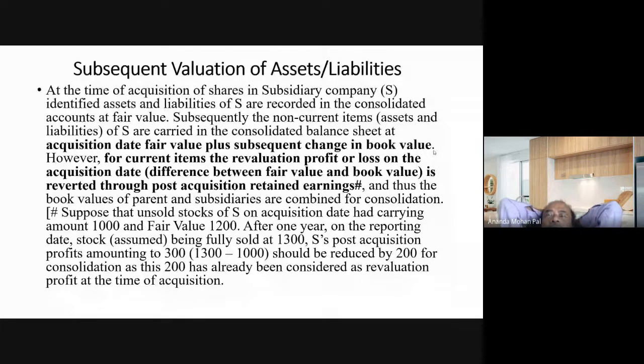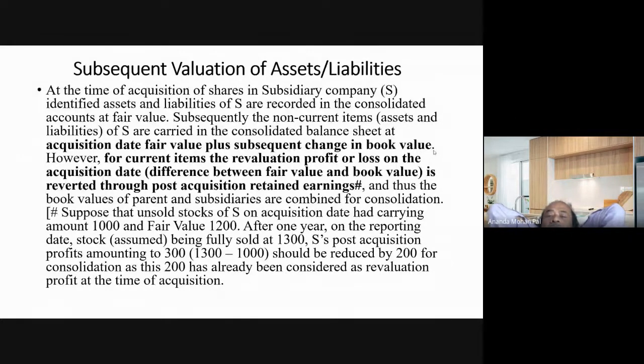Because in the case of current assets and liabilities also, at the time of acquisition, we recognized their present value. Suppose the net current asset is 3 lakhs at the time of acquisition, book value 3 lakhs, and their present fair value is 3,60,000. So book value 3 lakhs and fair value 3,60,000. So there is a revaluation profit of 60,000 in the case of current assets.